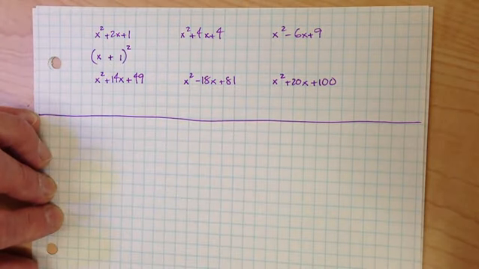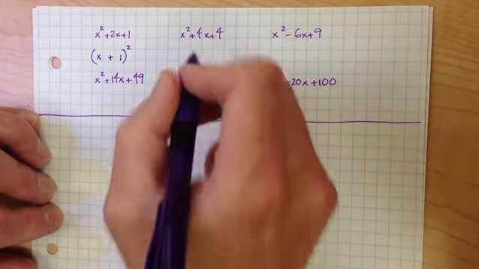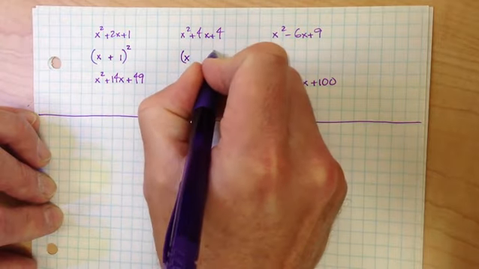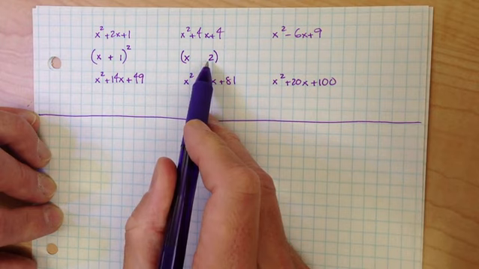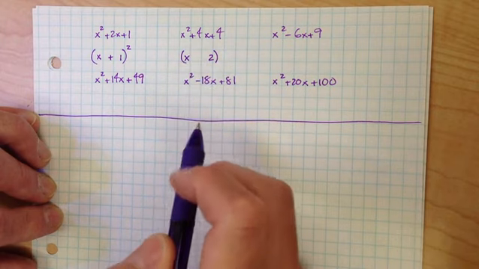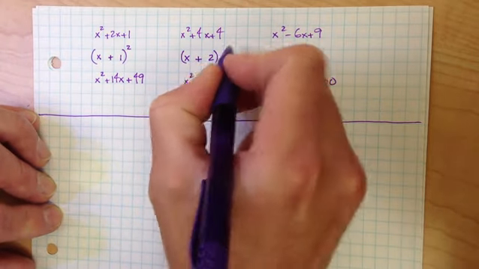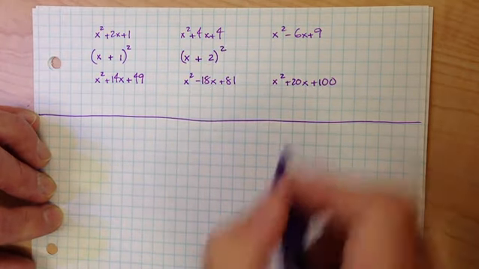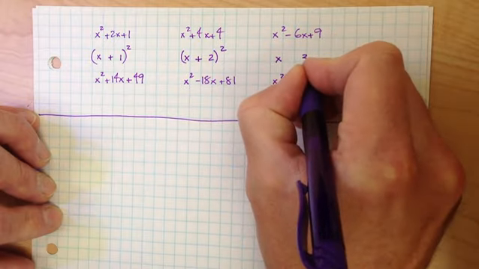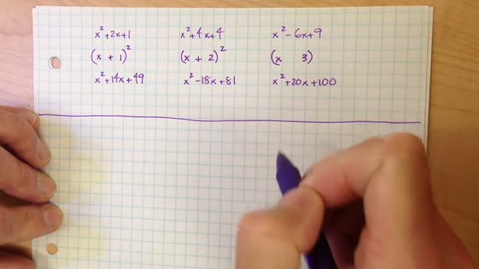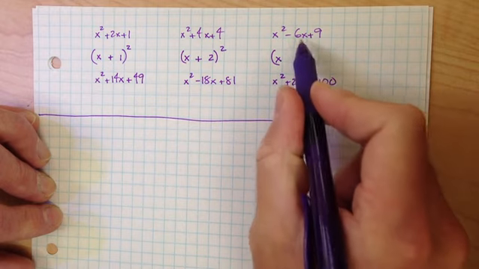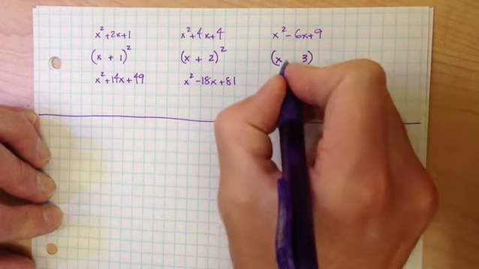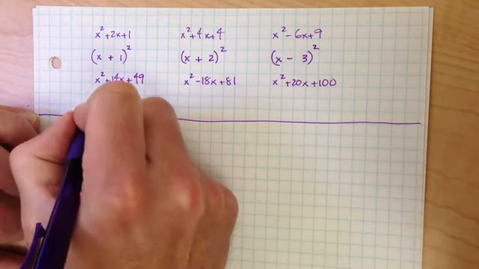and square it. Same idea here. Square root of the first term, x, square root of the last term, 2. If I multiply those two together, 2x, and then multiply by 2, you get that middle term of 4x. So you take your middle sign and you square it. Square root of the first, square root of the last. Multiply those two together, giving me 3x. 3x times 2 is 6x. Perfect. So you take your sign, square it.